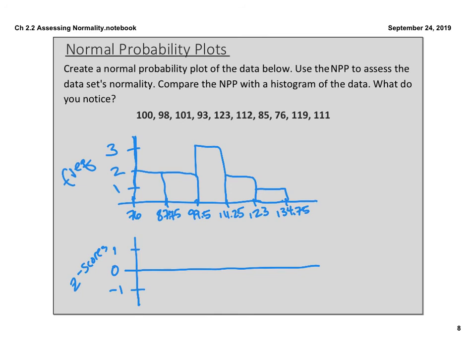I'll change these to purple. It is -1.64. And all I'm doing is hitting the trace key. So now I'm going to trace over. Then when I get to 85, 85 is at -1, almost exactly -1. 93 is going to be at -0.67.